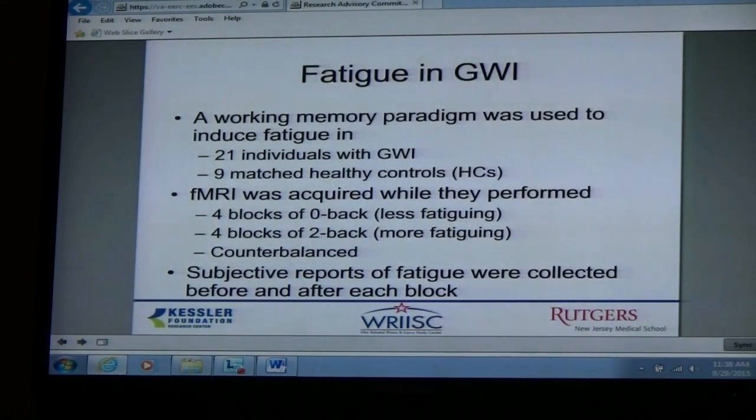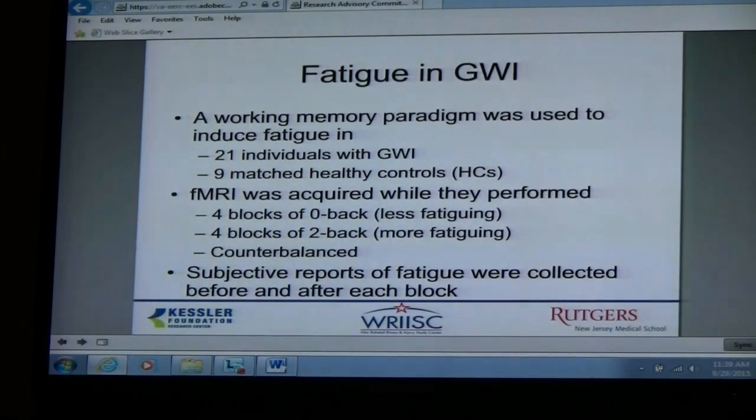That's the background I wanted to give you, and now I want to talk about the study that we've been working on and is currently ongoing. I should have said at the beginning, ask questions as we go along if you have them. Okay. So we used a working memory paradigm to induce fatigue in 21 veterans with Gulf War illness, and 9 matched healthy control veterans, also from the same era, before anyone asks.